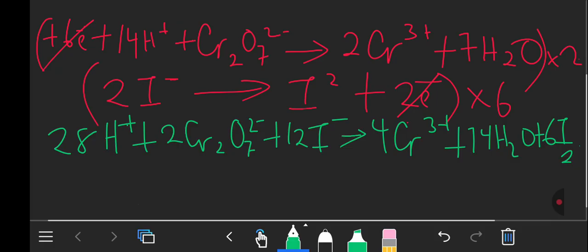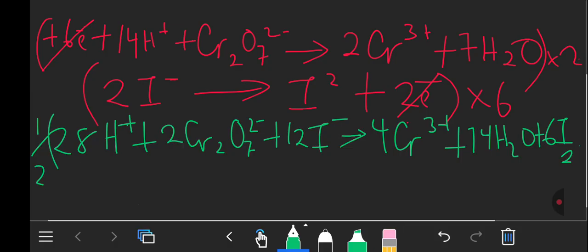Okay, you simplify everything. So to simplify, we know that there's a common factor which can go into all these numbers. So you can just say 2 can go into 28, it can go into 12, it can go into 14, it can go into 12 again, this one, it can go into 4, it can go into 6. So you just multiply this reaction by half. So what are you going to have?